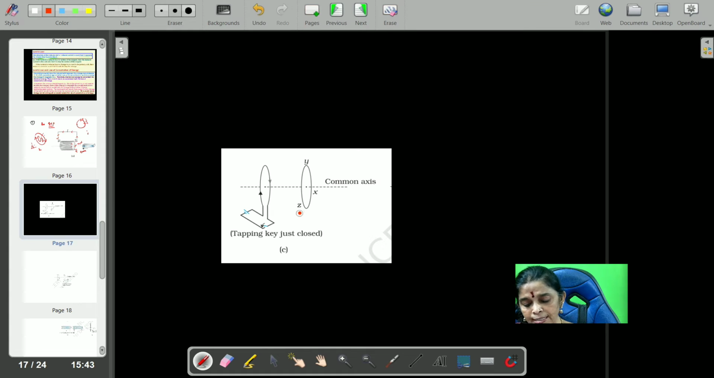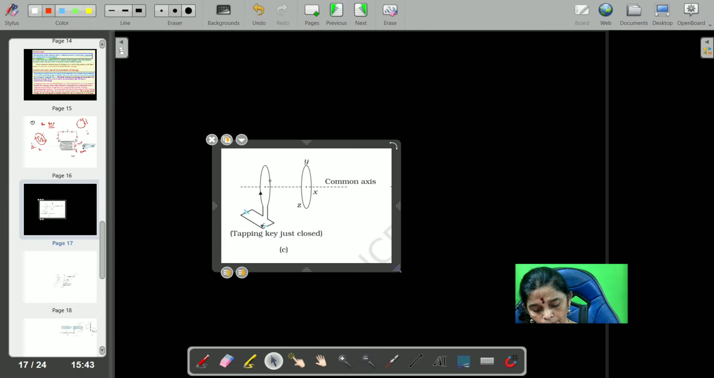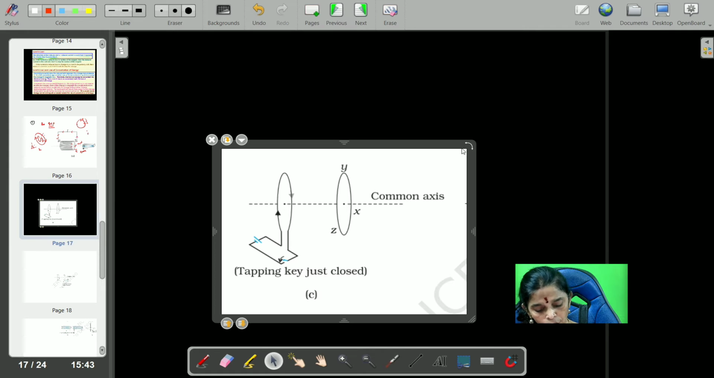Okay, now children, listen. Two coils now. This is also based on Lenz's law. When the tap key is closed, you can check here. Let me magnify it.